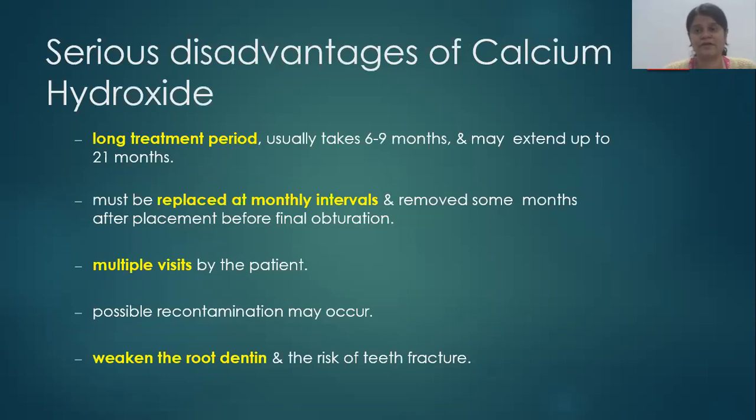But even though it has many advantages, there are a few serious disadvantages of calcium hydroxide, which include that the treatment is long-term in nature. So you cannot achieve the treatment within one or two settings. The patient has to visit the doctor for around 6 to 9 months to even see any visible differences on the radiograph, and the treatment might even extend up to 21 months. The calcium hydroxide has to be changed at monthly intervals and removed some months after placement, before the final obturation.